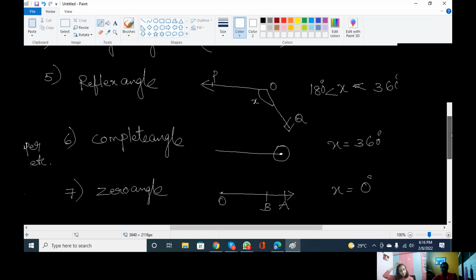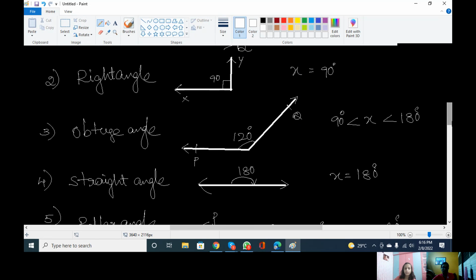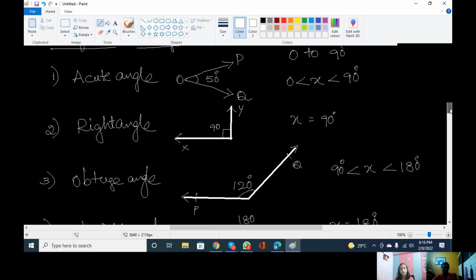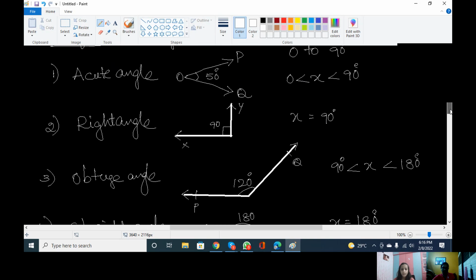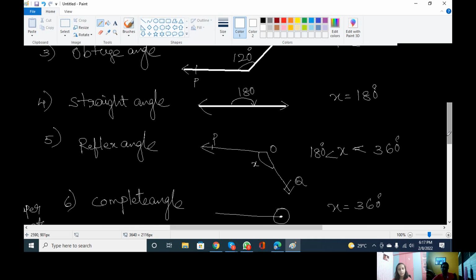Okay? Yes, Paridhi. What is an acute angle? Ma'am, an acute angle is between 0 to 90 degrees. Okay, an angle in that range is called an acute angle. What is a complete angle? Ma'am, a complete angle is 360 degrees. Yes, 360 degrees. A full circle measures 360 degrees. It is a complete angle. Got it, Paridhi? Yes, ma'am. Okay.